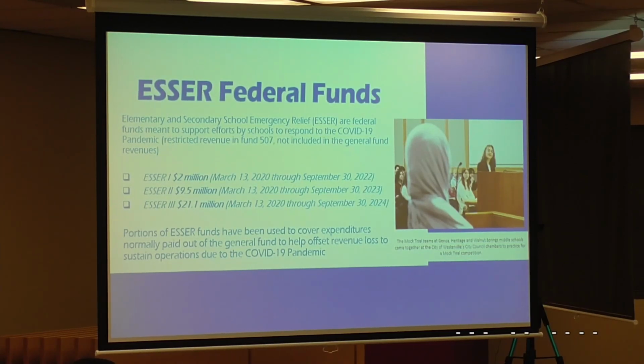This being the final year, we will see all of those expenses come back to the general fund after this fiscal year.